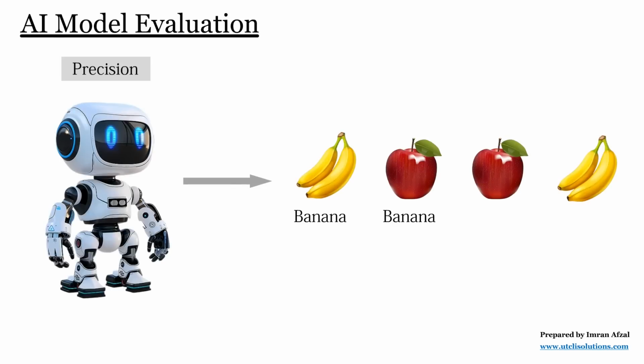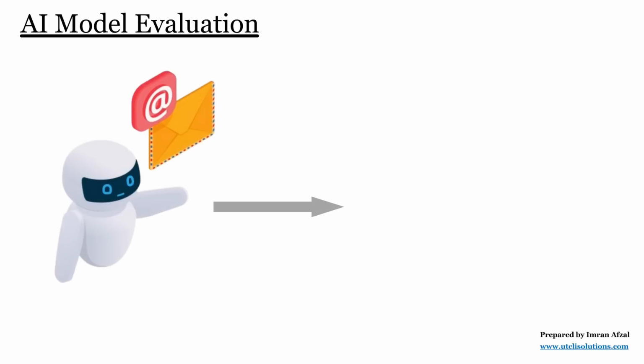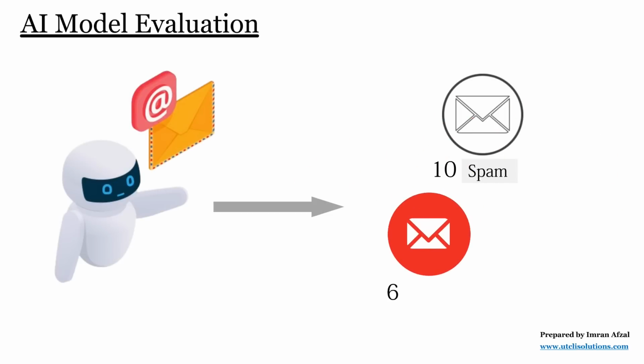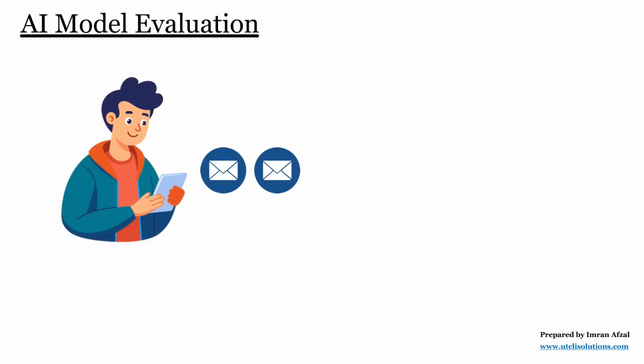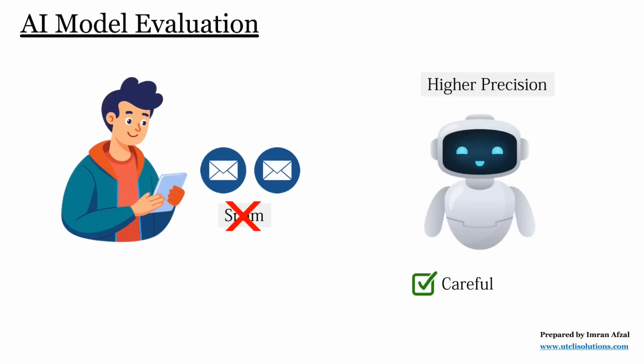Another useful metric is precision. Precision tells us how many of the positive predictions were actually correct. For example, if the model said 10 emails are spam, but only 6 really are, then precision is 6 out of 10 or 60%. Precision is important when we want to avoid false alarms. If the model keeps saying things are spam when they are not, people will be annoyed. So, a higher precision means the model is careful and usually correct when it says something is spam.